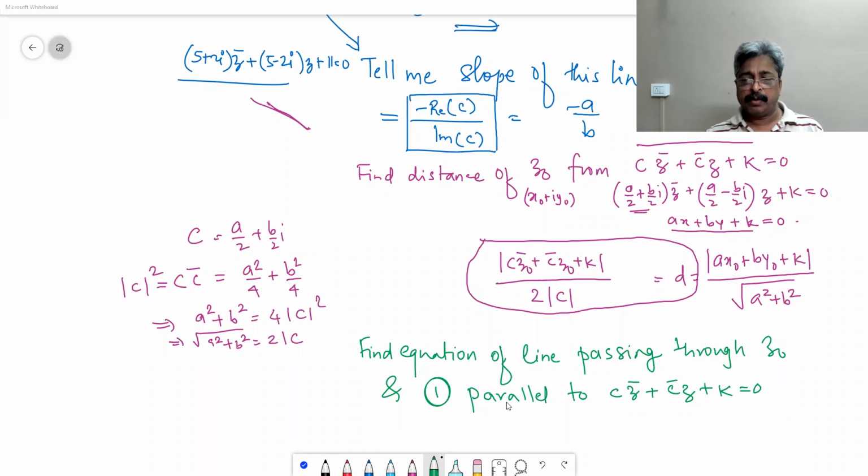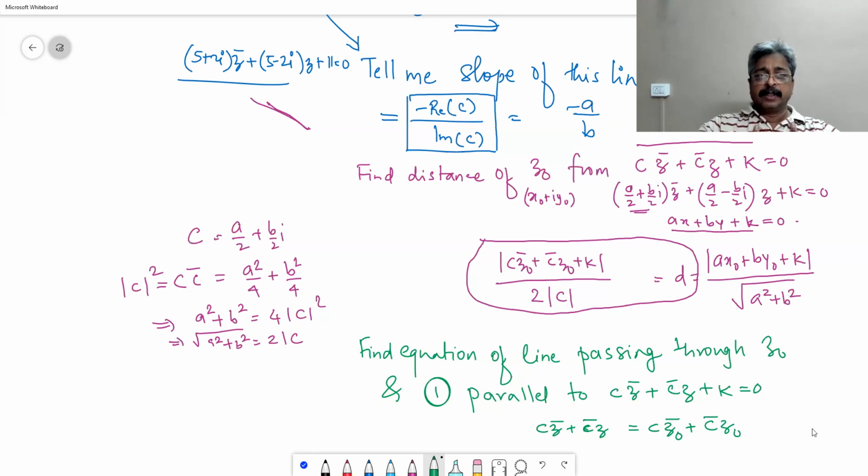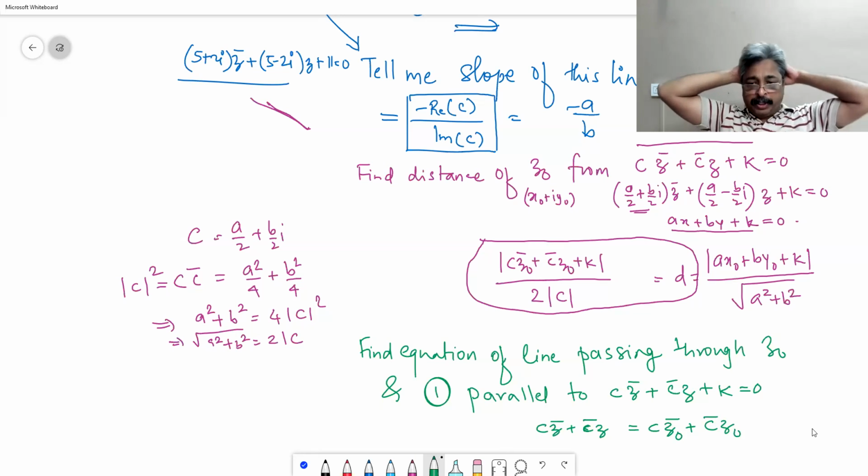So how are you going to get the equation of the parallel line? LHS will be c z bar plus c bar z. So what is the slope of c z bar plus c bar z? It is minus of real part of c upon imaginary part of c. That is what this line is. We want the slope to be the same, and only the new line should pass through z naught. So z naught should satisfy it. This is the equation of the parallel line. Does it work? Exactly the way we did it in 2D.